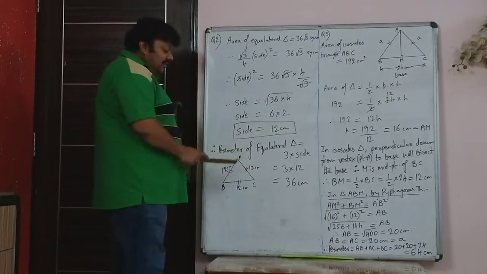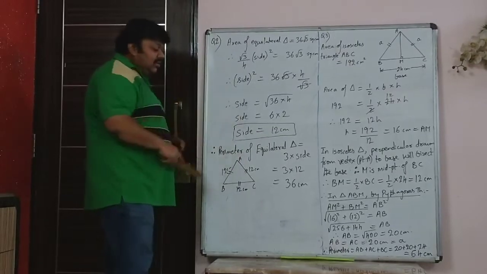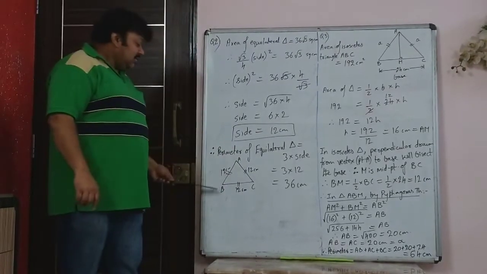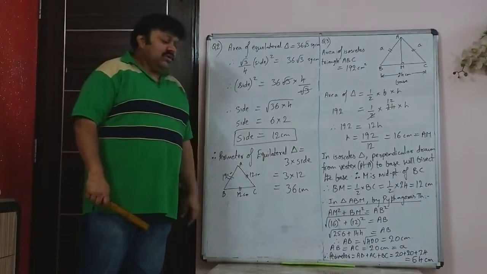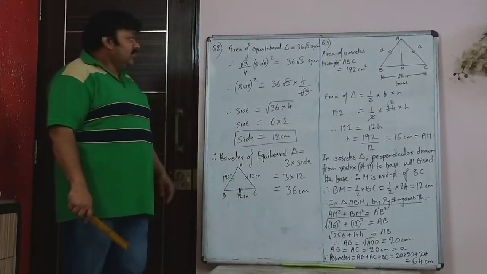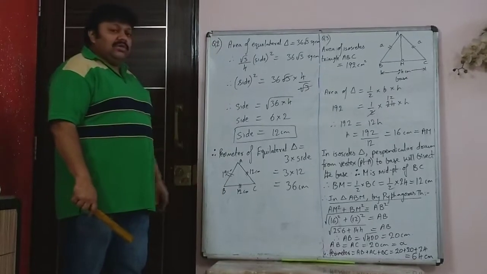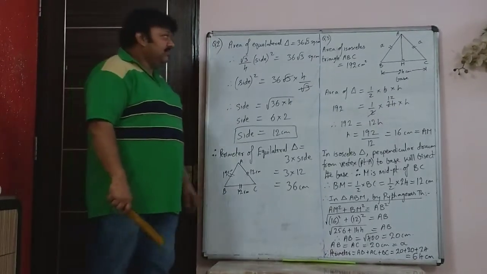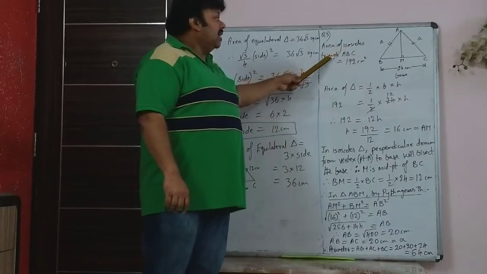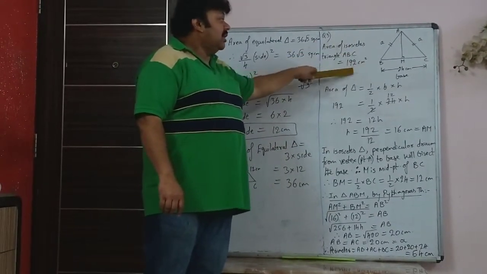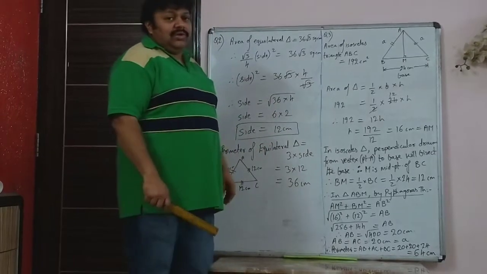So side is 12, all three sides are 12 because it is equilateral. And perimeter is the sum of all three sides. So you can even say 3 times 12 or 36 centimeter. That is the answer for the second sum. Very simple. Third sum, now you are given that the area of an isosceles triangle is 192 centimeter squared.